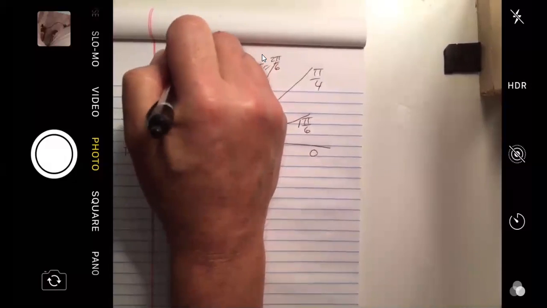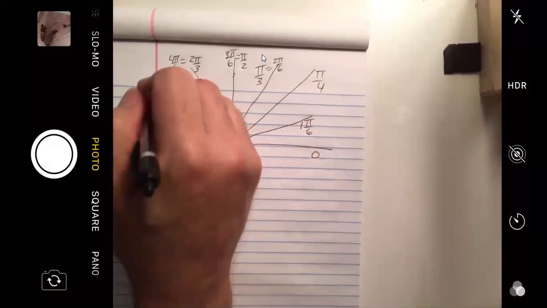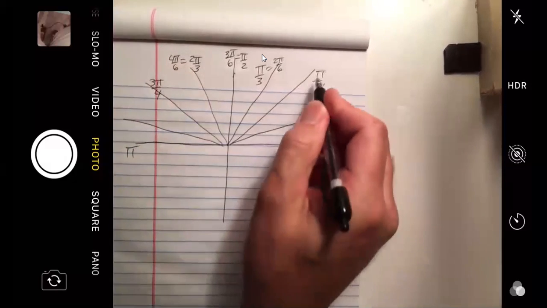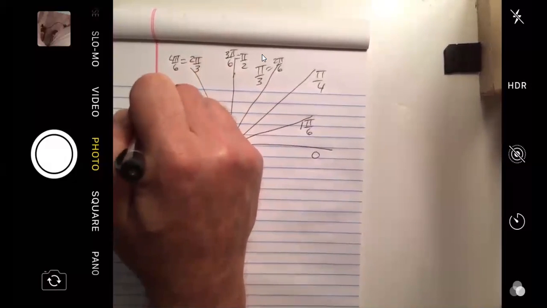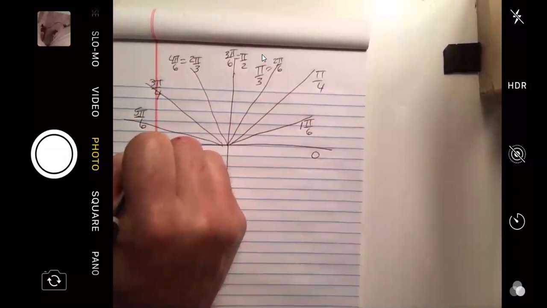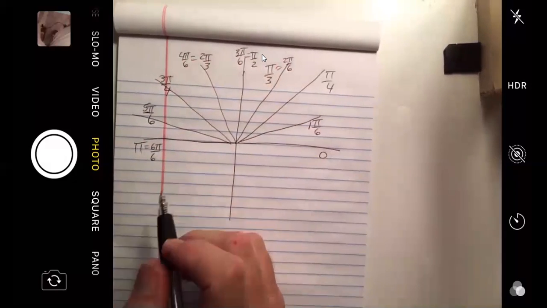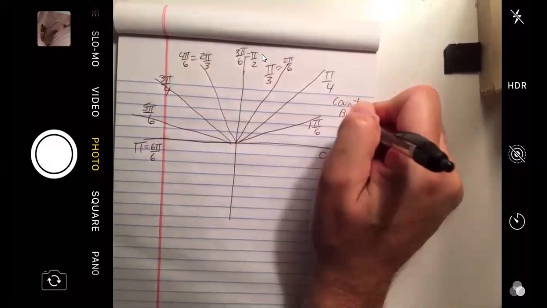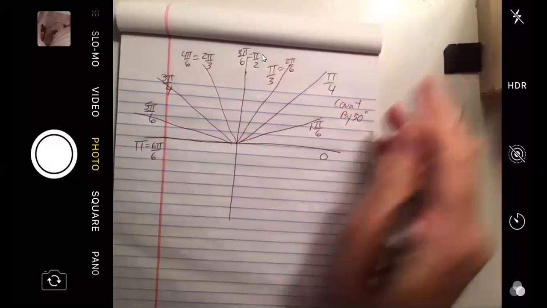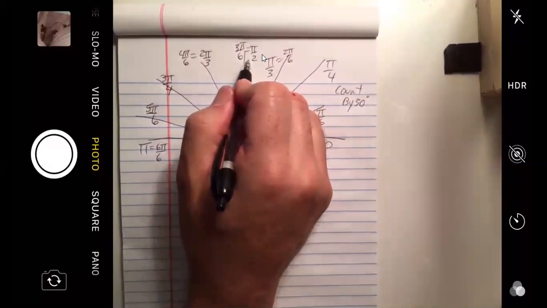So guess what? This is 4 pi over 6, but that reduces to 2 pi over 3. You skip this one because that's your 3 pi over 4, your pi over 4 equivalent. You'd be at 5 pi over 6, and you're at 6 pi over 6 here. Basically, you can get them by just counting around. You count by 30 degrees: 1 pi over 6, 2 pi over 6, 3 pi over 6, pi over 2.